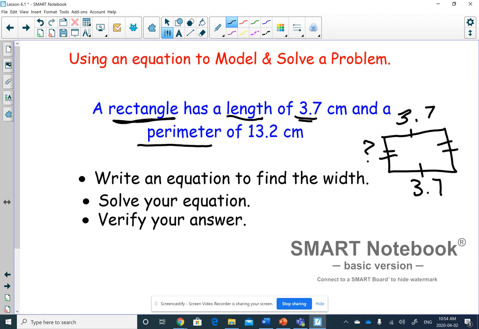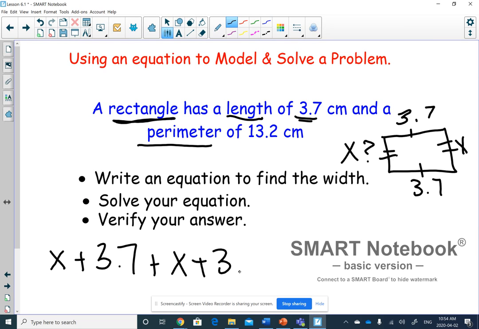So what can I use to represent a value that I don't know? I can use a variable, right? I'm going to represent the width using the variable x, okay? So then if I was to add everything together, I would have x plus 3.7 plus x plus 3.7.